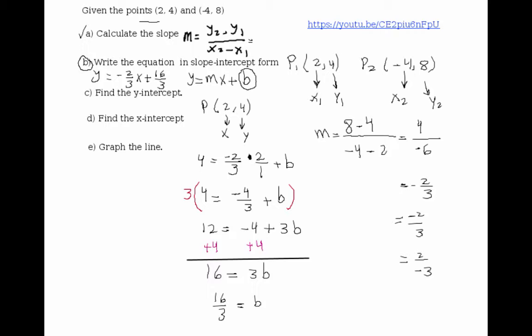So very good. Let me ask someone else. Can somebody tell me how to write this? This is in slope-intercept form. How do you write this in standard notation? Okay, I'll go to David. How do you write it in standard notation?